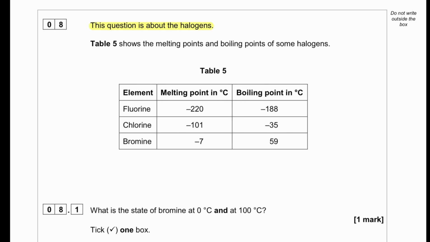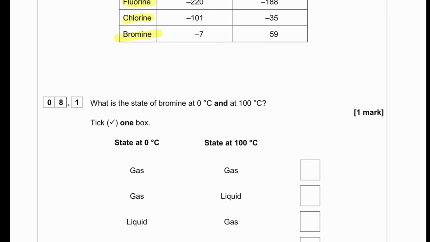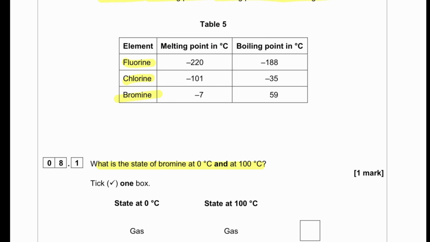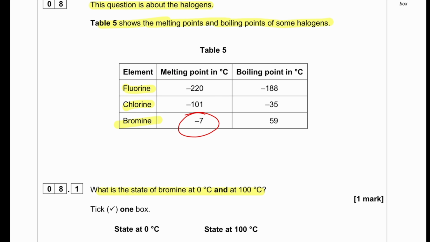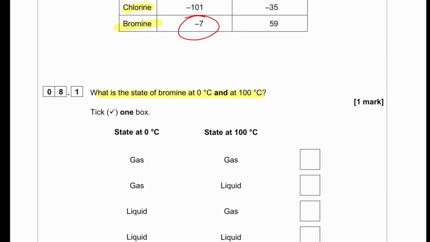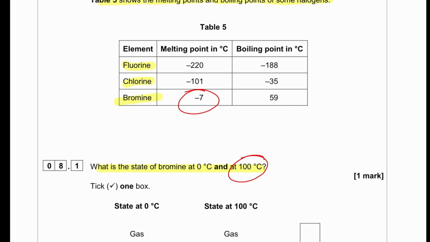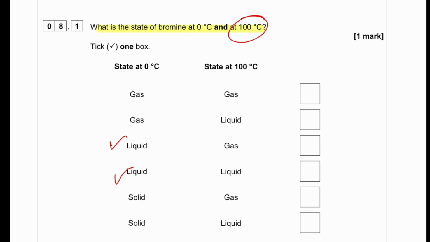This question is about halogens. Table 5 shows the melting point and boiling point of some halogens. All right, fluorine, chlorine, and bromine, 3 pieces of information provided. What is the state of bromine at 0 degrees Celsius and at 100 degrees Celsius? So, at 0 degrees Celsius, since its melting point is below 0 degrees Celsius, bromine is going to be a liquid. And at 100 degrees Celsius, since bromine has a boiling point of 59 degrees Celsius, it's going to be a gas. So this is going to be the correct answer.